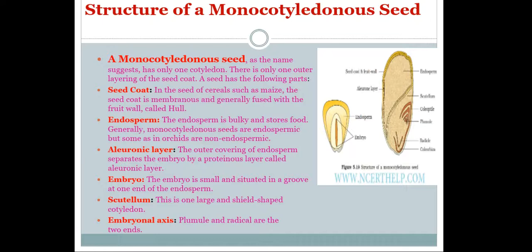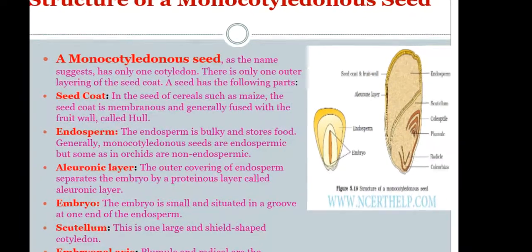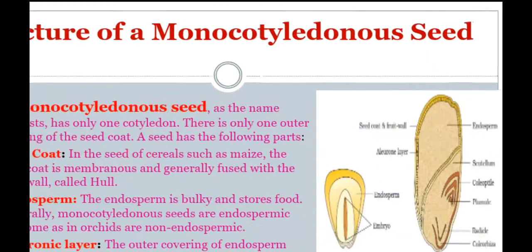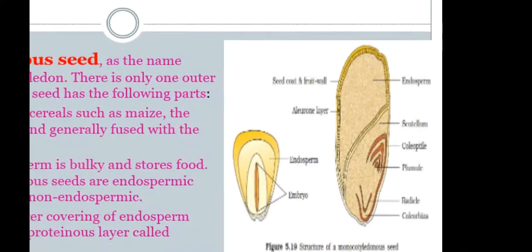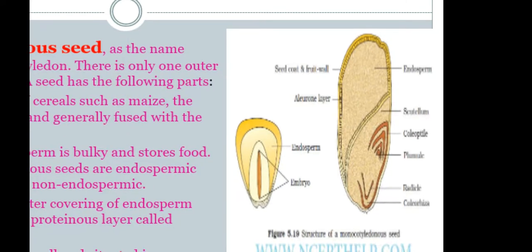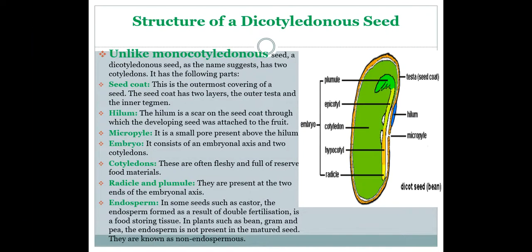Next is the aleurone layer. The outer covering of the endosperm, which separates the embryo, is a proteinous layer called the aleurone layer. Next is the embryo. The embryo is small and situated in a groove at one end of the endosperm. Next is scutellum. This is one large and shield-shaped cotyledon. Next is the embryonal axis. Plumule and radicle are the two ends, which is called the embryonal axis. So we can see here the endosperm, coleoptile, plumule, radicle, aleurone layer and embryo.